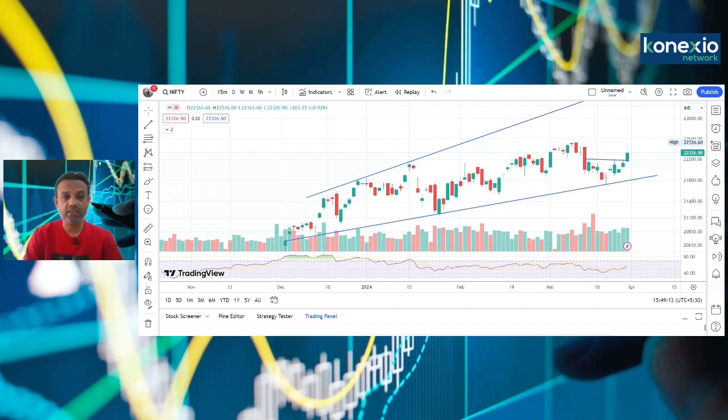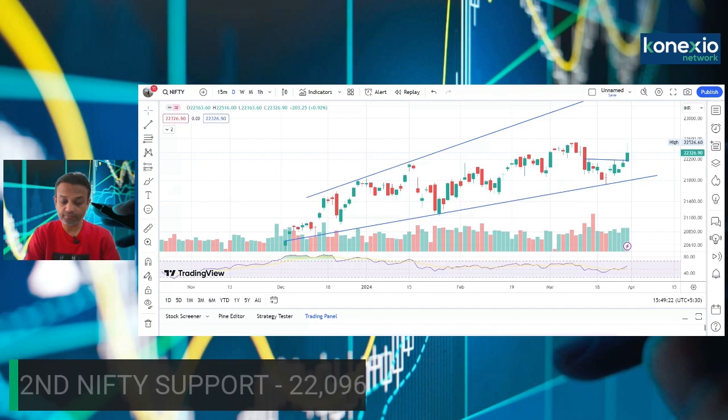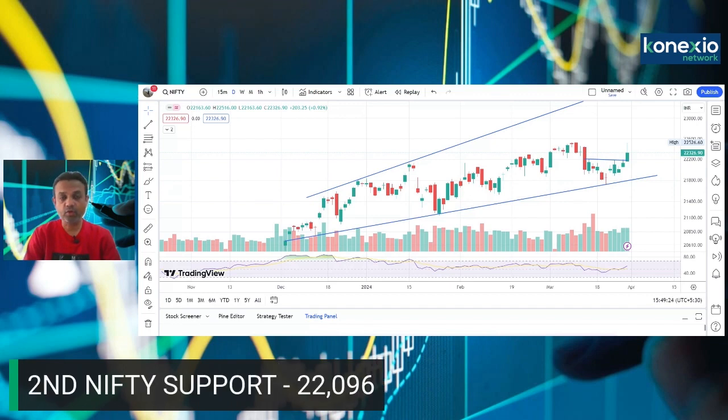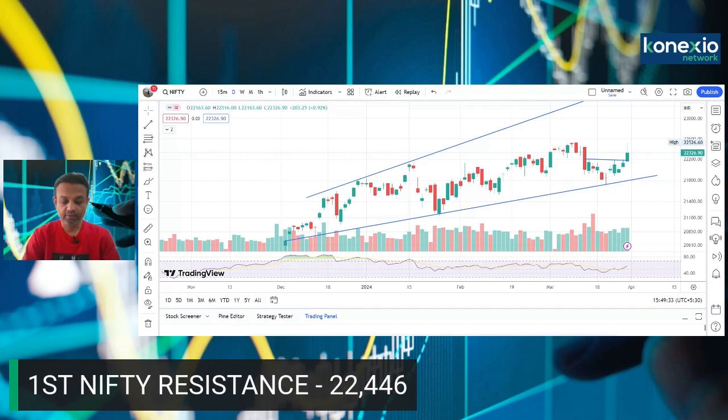So friends, now let us discuss the important support and resistance levels for the next week in the Nifty. The first support in the Nifty is placed around 22,204. Below that, the second support is placed around 22,096, and below that, the third support is placed around 21,947 on the downside. Whereas on the upside, the first resistance is placed around 22,446.